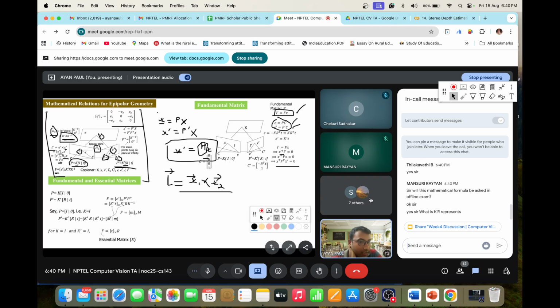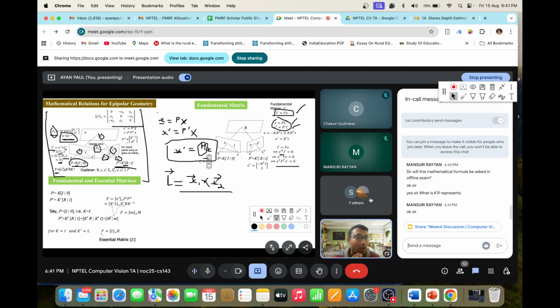What does K dash R represent? You know P, right? P is the right projective camera matrix. P is written as K into RT. K dash is the intrinsic camera matrix of this right camera. R is for rotation, T is for translation. R is a 3 cross 3 matrix and T is a 3 cross 1 vector. So that is P dash equals K dash RT.